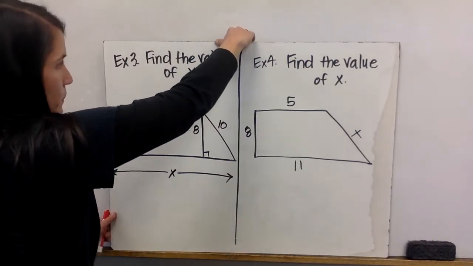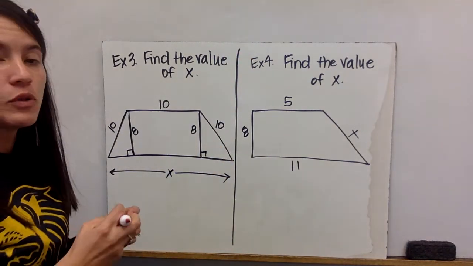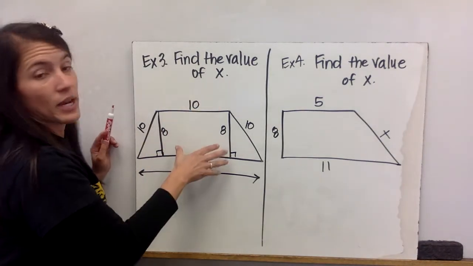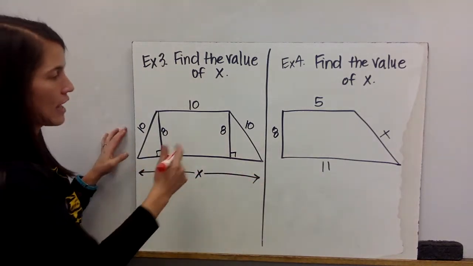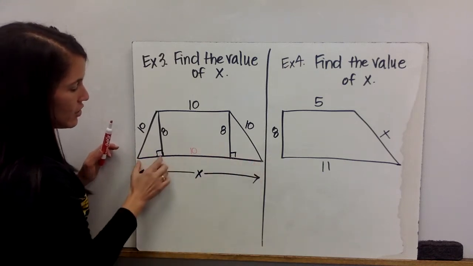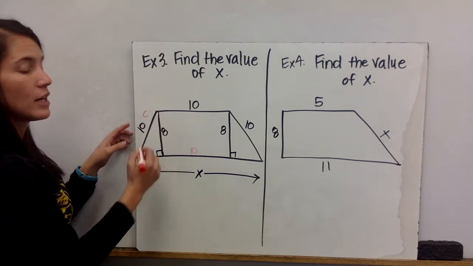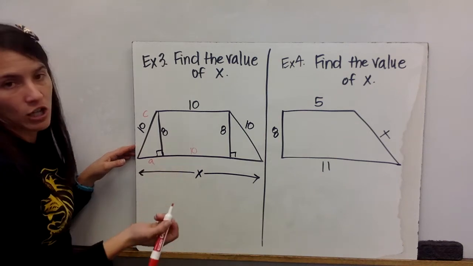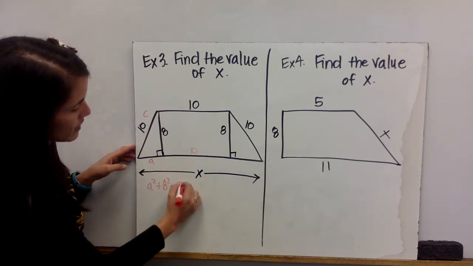All right, find the value of x. In example 3, I have a trapezoid, but I've broken it into a rectangle in the middle and 2 triangles. We're trying to find this long line. We know that the middle is 10, but we don't know these 2 right here. We can find that out using the Pythagorean Theorem. This is my hypotenuse, and this is a leg, so I'm missing a leg. I'll call it A. A squared plus 8 squared equals 10 squared.